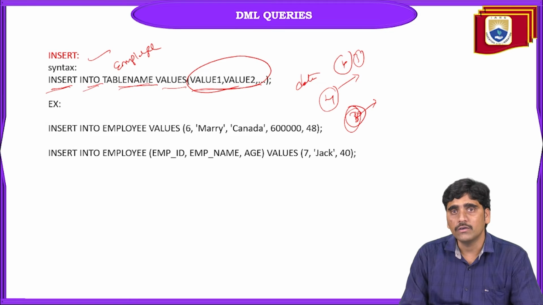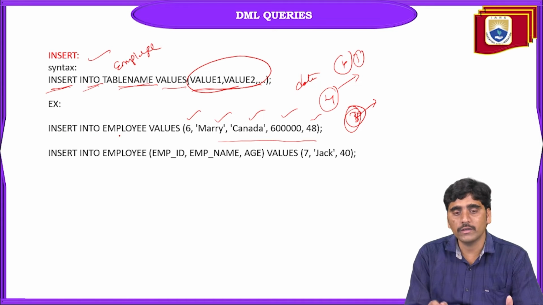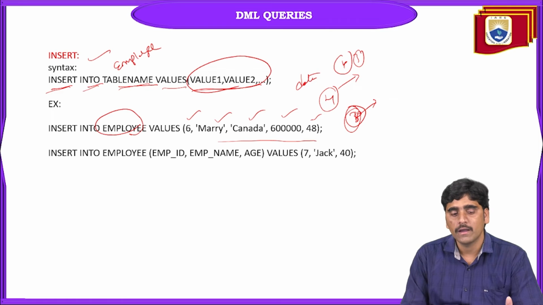So the way you have to enter the values is based on the columns that you have in the table, right? In that employee table, I have 5 columns: employee ID, employee name, employee city, employee salary and employee age. So I have 5 columns and I am going to insert 5 values. So the syntax is: insert into employee. Employee is the table name and insert is the DML operation.